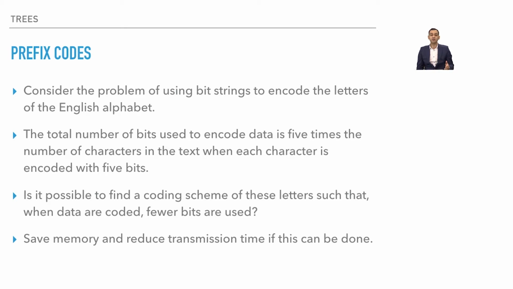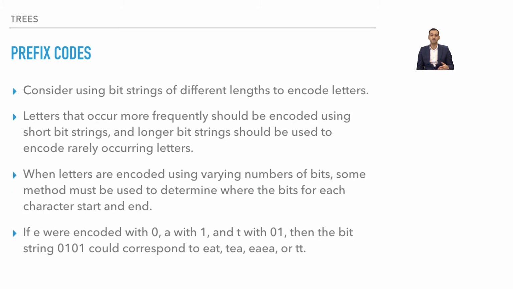One way to ensure that no bit string corresponds to more than one sequence of letters is to encode letters so that the bit string for a letter never occurs as the first part of the bit string for another letter. Codes with this property are called prefix codes. For instance, the encoding of E as 0, A as 10, and T as 11 is a prefix code. A word can be recovered from the unique bit string that encoded its letters.